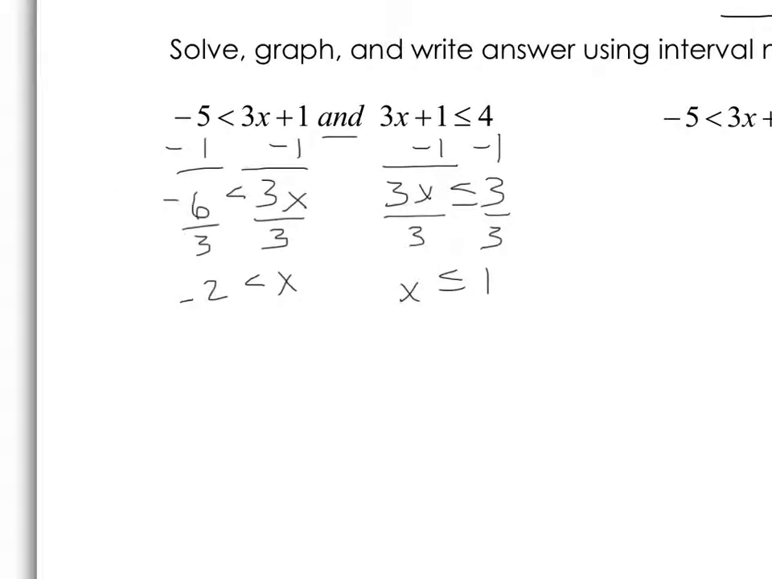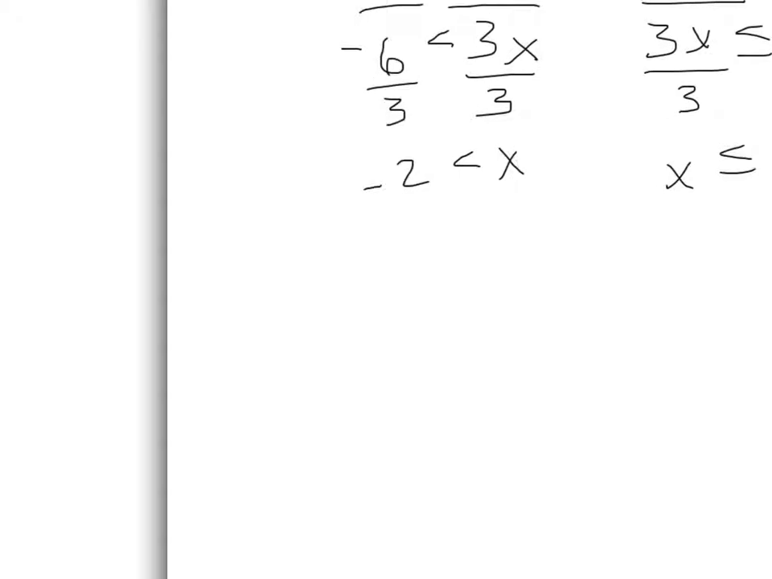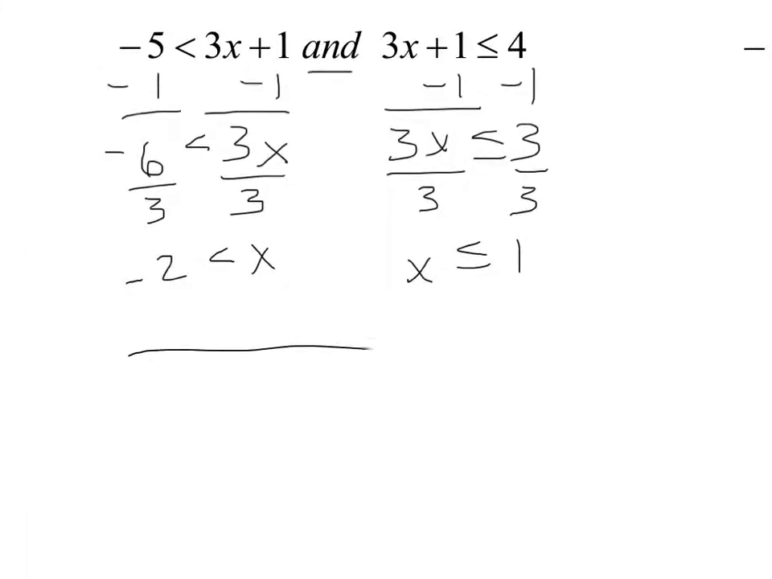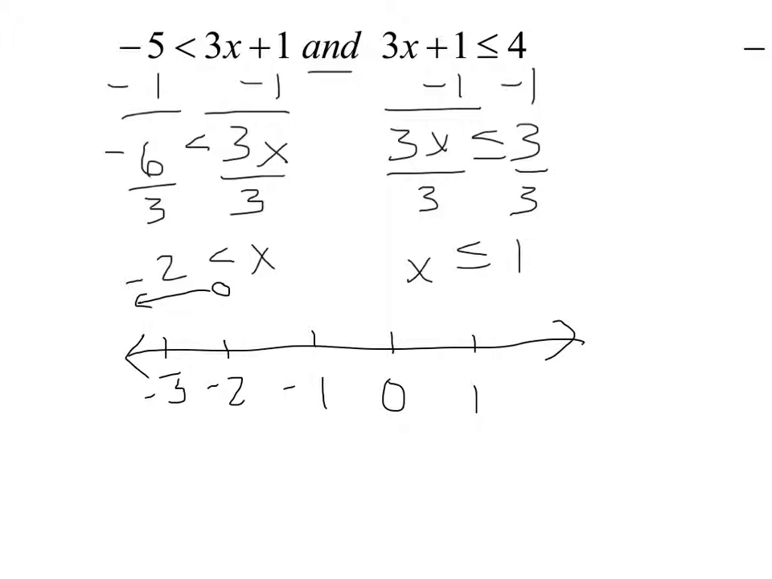We now want to graph it. Let's graph it. We'll draw a number line. We want both of these to be true at the same time. We have negative 3, negative 2, negative 1, 0, 1. We want x is less than negative 2. That's down here. X is less than or equal to 1.